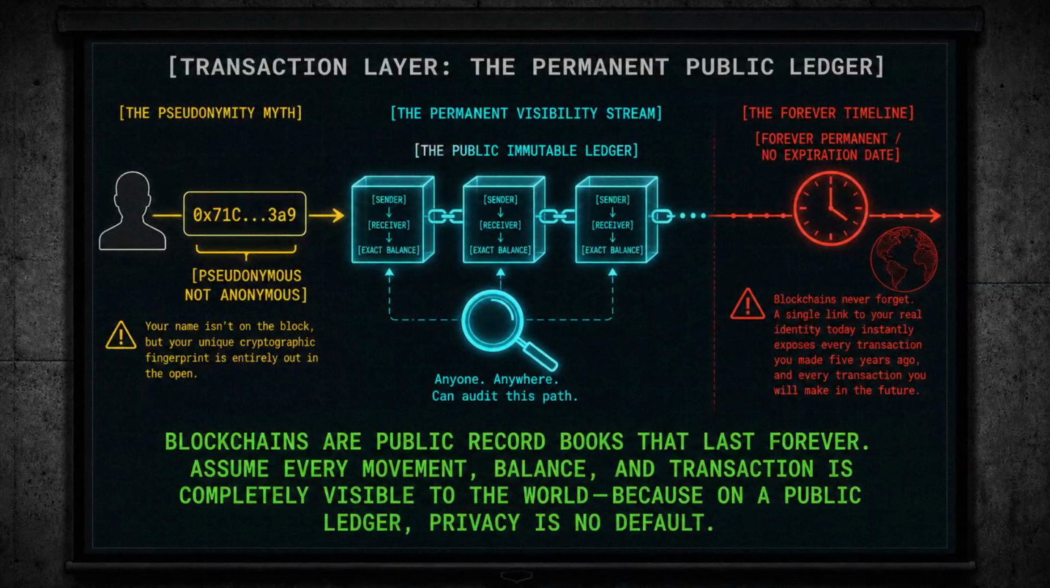Transaction privacy basics are as follows. Understand that most blockchains are pseudonymous, not anonymous. Every transaction on Ethereum, Bitcoin, and most chains is publicly visible forever. If your identity is linked to one address, through an exchange, an ENS name, a public post, every transaction that address has ever made is now linked to you.